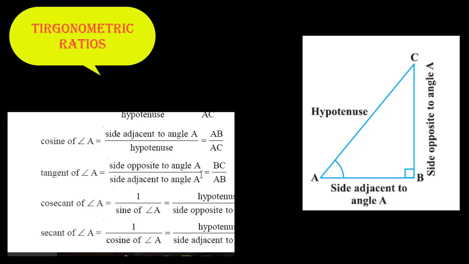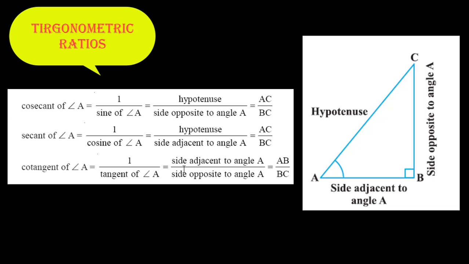Now moving to our next three trigonometric ratios. Cosecant of angle A is equal to 1 upon sine of angle A, just the inverse of sine. So if you invert the value of sine A, you will get the value of cosecant of angle A. By inverting sine of angle A, we have AC upon BC, that is nothing but hypotenuse upon perpendicular.